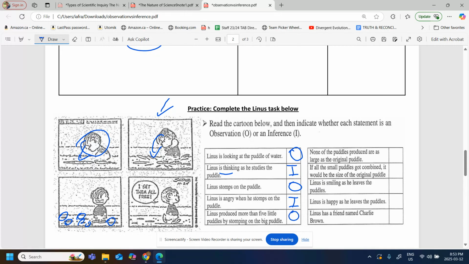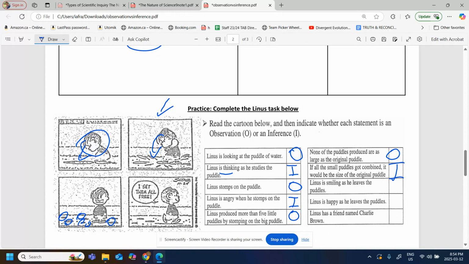So that's an observation. None of the puddles produced are as large as the original puddle. That's also an observation. We can see that none of them are as large. If all of the puddles got combined, it would be the size of the original puddle. That one's tough. It would be hard to say. Right now it's still an inference, more of a guess. You'd have to actually do it to see that.